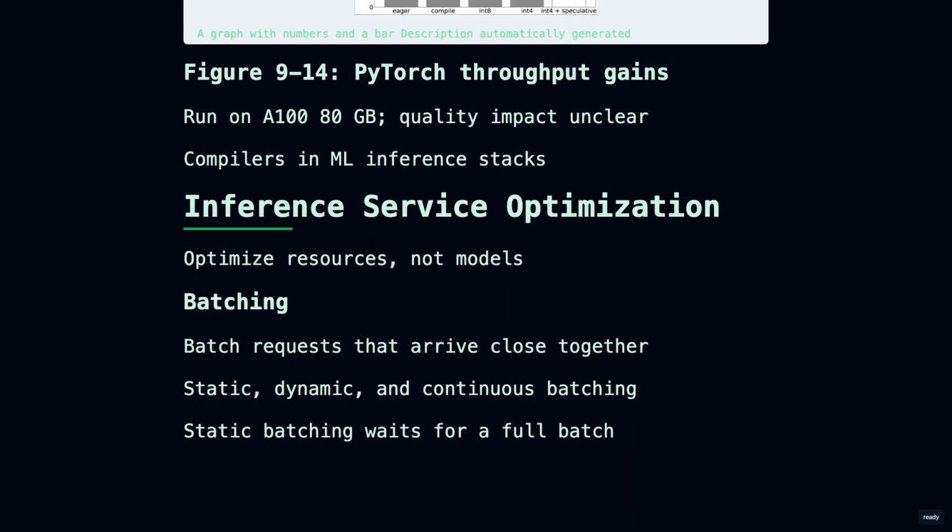Static batching uses a fixed batch size and waits until the batch is full before running it. That is simple, but the first requests in the batch can sit idle for a long time.